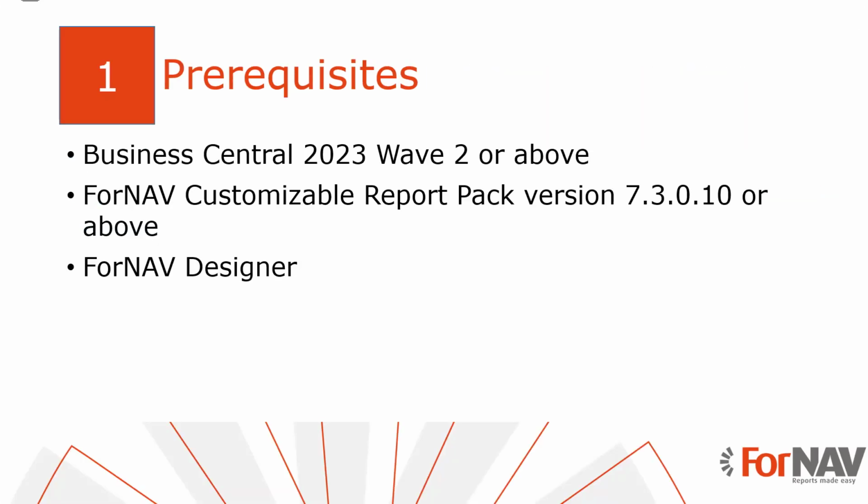Today, I will be working in a Business Central on-premise server with the Business Central 2024 Wave 1 release. I've installed the Fornav customizable report pack, and I've executed a step-by-step wizard from the assisted setup to get started. The Fornav features I will demonstrate today will only be available on Business Central 2023 Wave 2 or above, and on Fornav version 7.3.0.10 or above. I have installed and set up the Fornav Designer. You can download the Fornav Designer from the Fornav website. And of course everything I do today will also work in a cloud environment.